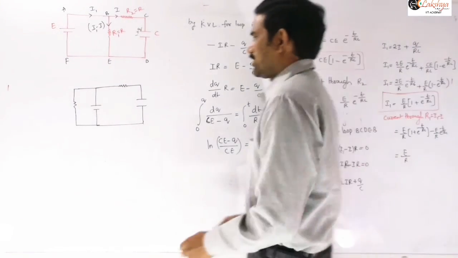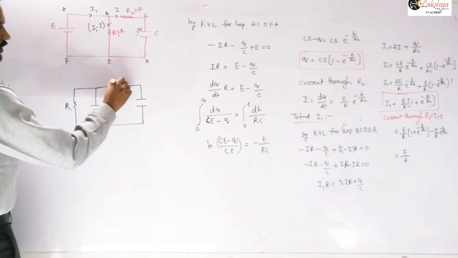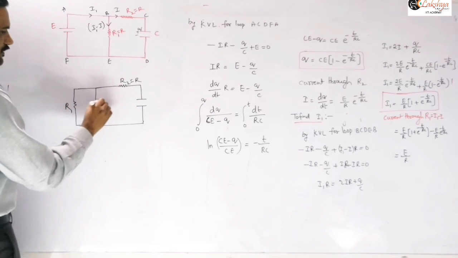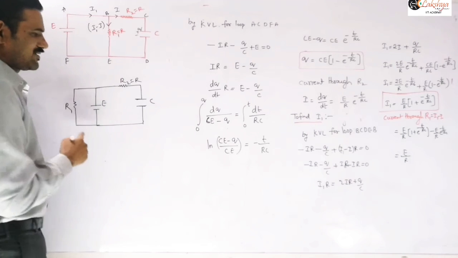So you can redraw the circuit like this here. This is R and this is R. That means that is nothing but R2. This is R1, right? So now observe the circuit given and what I have drawn here.